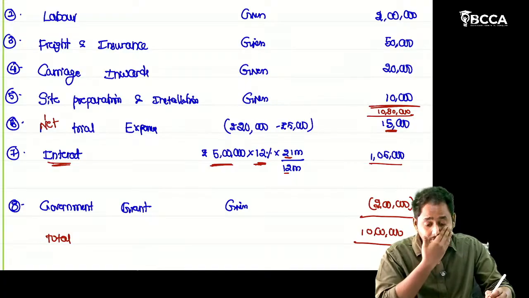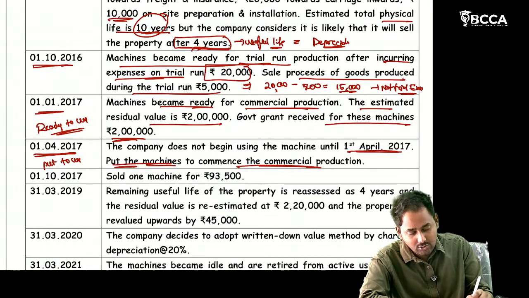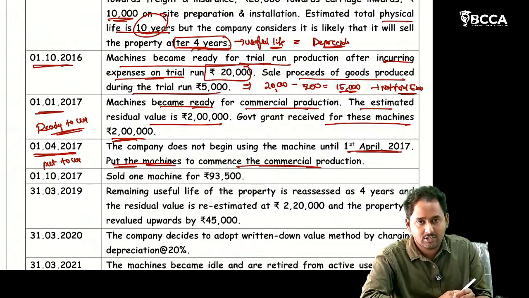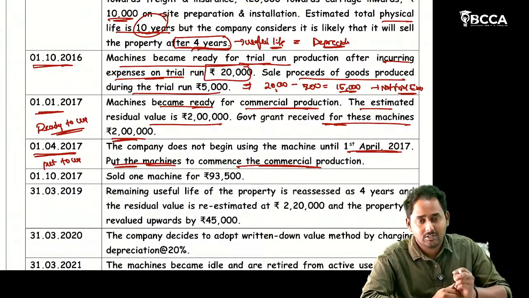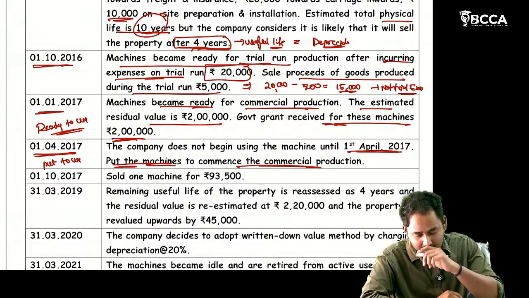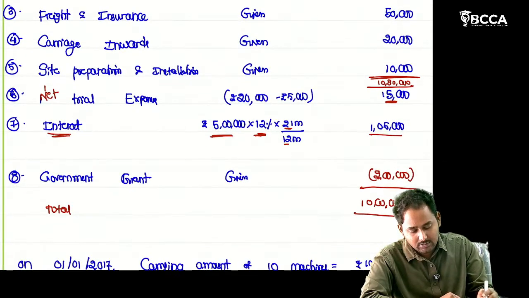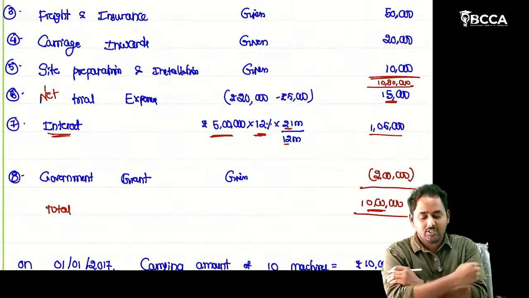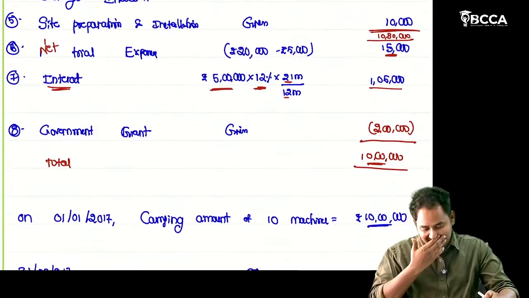Then we have received government grant, right? What is the government grant value? 2 lakh rupees. This should be deducted from the cost of the asset because this is an income with respect to the government, with respect to the asset. So this amount should be deducted from the cost of the asset. Then what is the cost of the asset as on 1/4/2015? 10 lakh rupees.